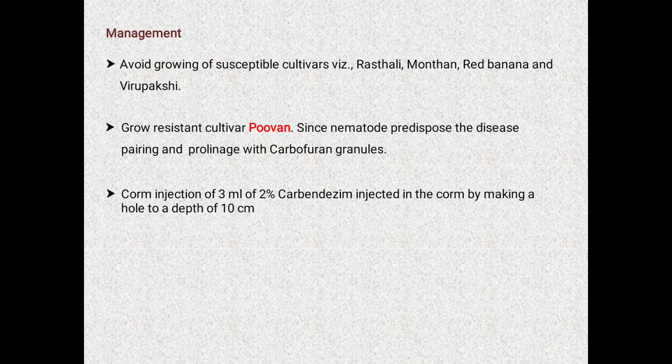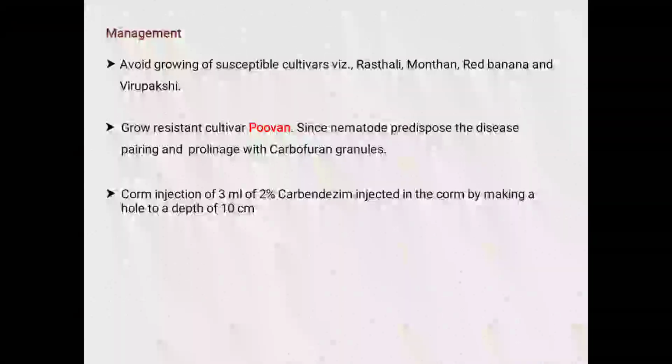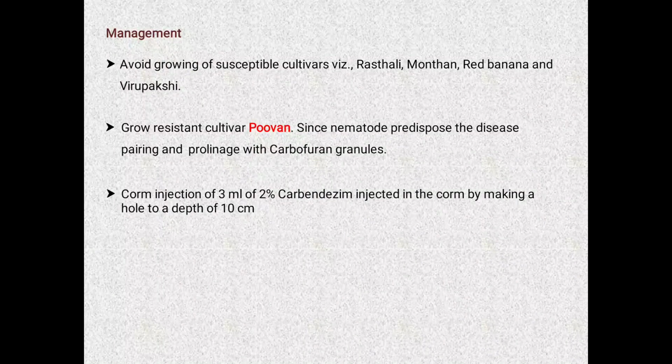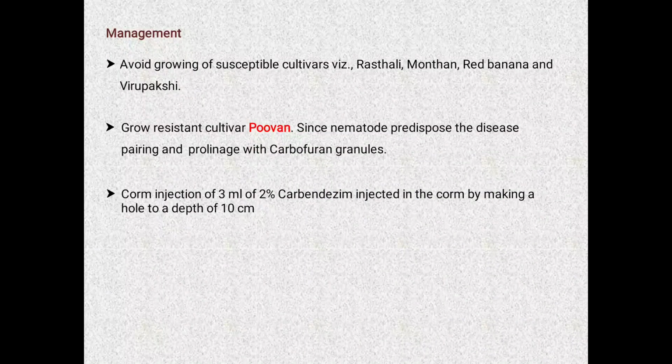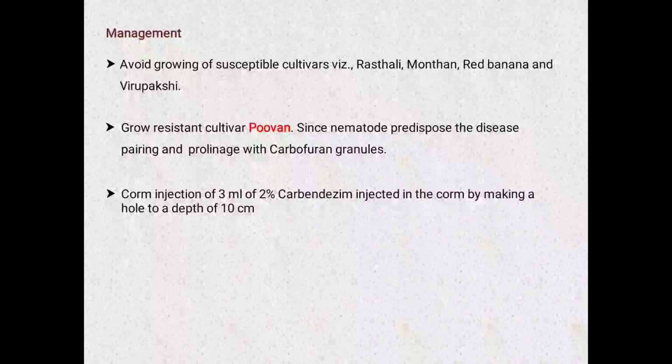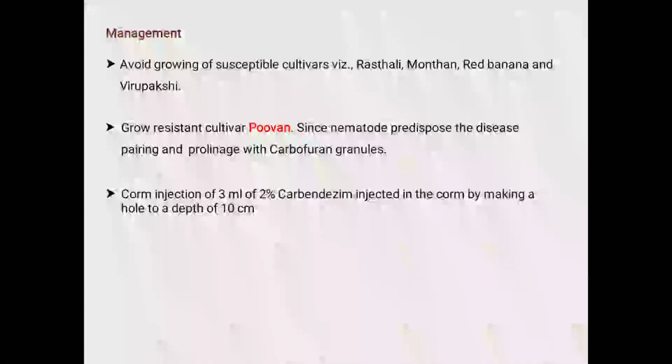Then next, grow resistant cultivars, that is Poovan. Since nematodes predispose the disease, paring and prolineage treatment with carbofuran granules. Corm injection: 3 ml of 2% carbendazim injected into the corm by making a hole to a depth of 10 cm. These are the management practices.